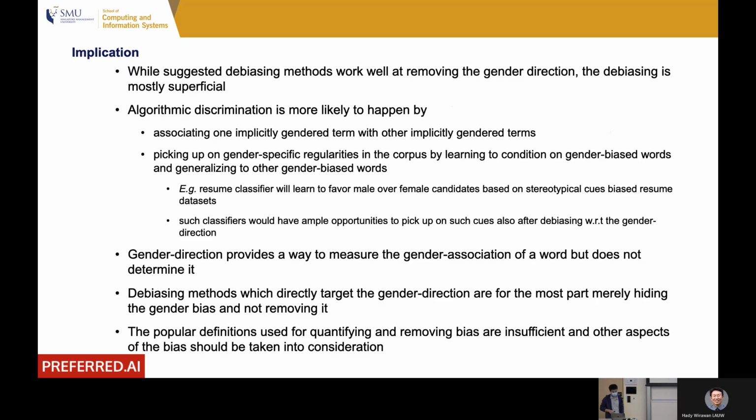And the final point I want to talk about is that the popular definitions that quantify gender bias on the gender direction are not enough. Other information and other aspects of gender and bias need to be considered to debias the word embedding.